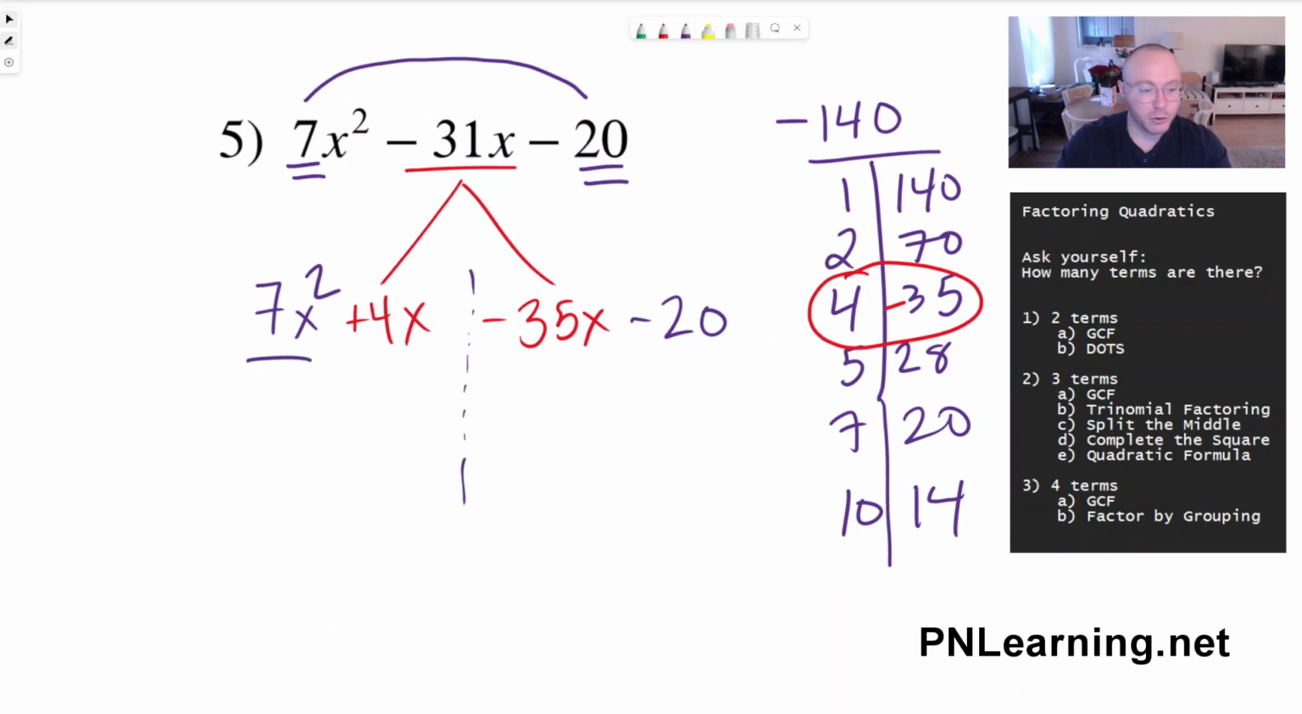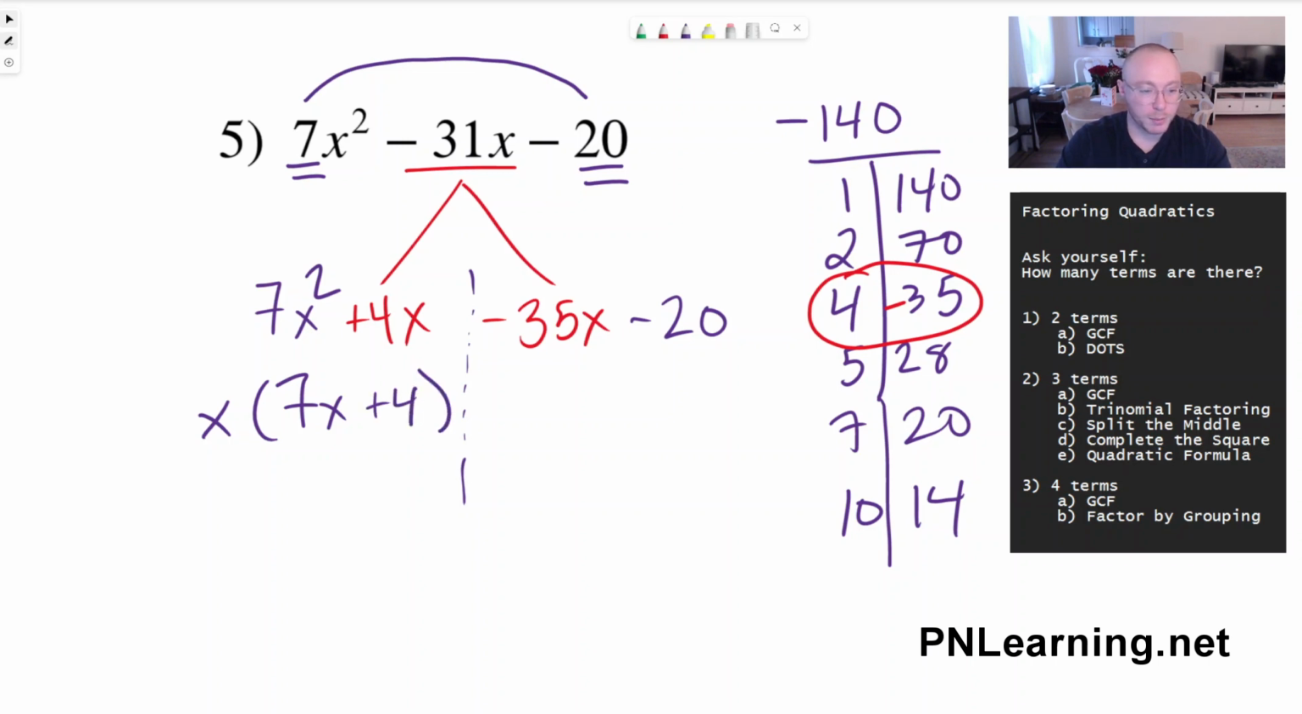So let's look at these first 2 terms, 7x squared plus 4x. The numbers 7 and 4 do not have common factors, but they do both contain an x. When 2 or more terms contain the same letter, we just take the lower power one, right? This would be x to the first, or just regular x. So our GCF would be x, and if we divide that out, 7x squared divided by x would just be 7x. 4x divided by x would just be plus 4.